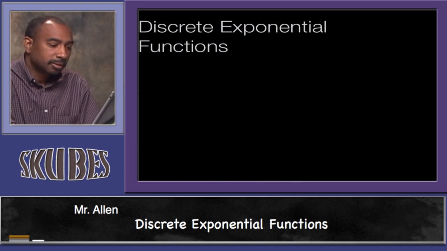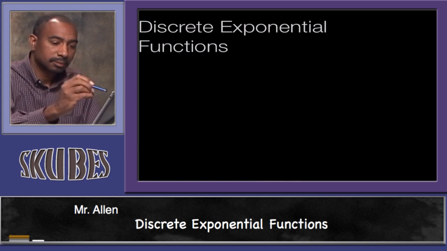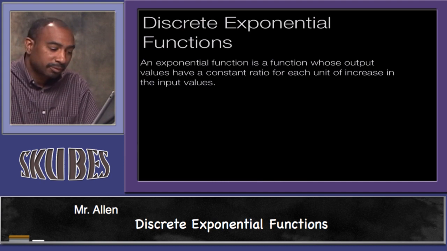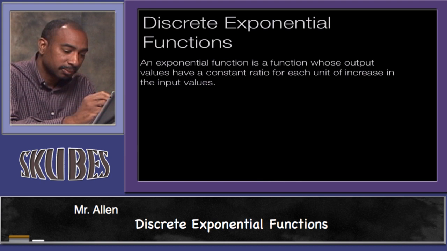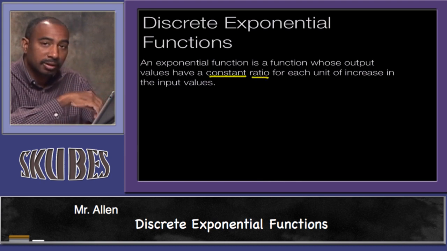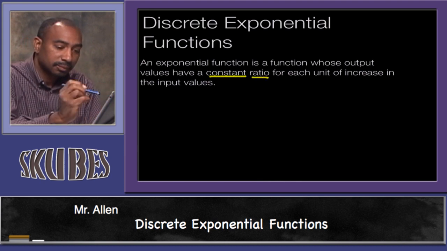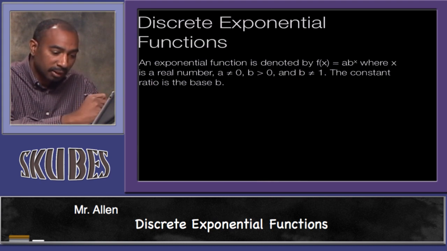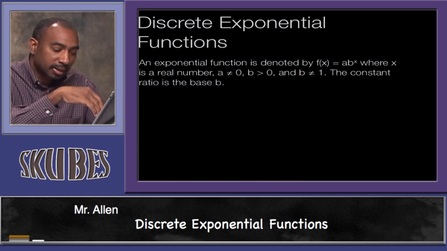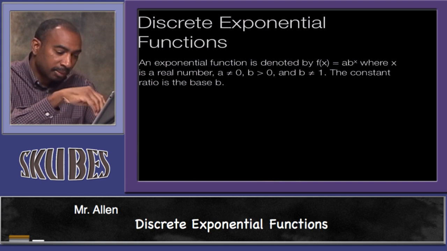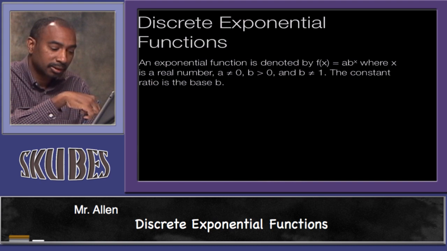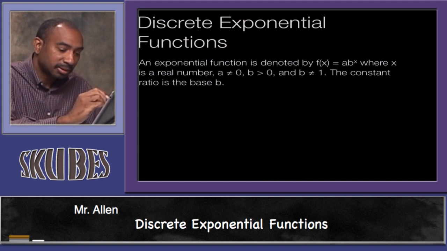Our today's lesson is going to be on discrete exponential functions. An exponential function is a function whose output values have a constant ratio for each unit of increase in the input values. An exponential function is denoted by f of x equals a b to the x power, where x is a real number. A cannot be equal to 0, b must be greater than 0, and cannot be equal to 1. The constant ratio is the base b.